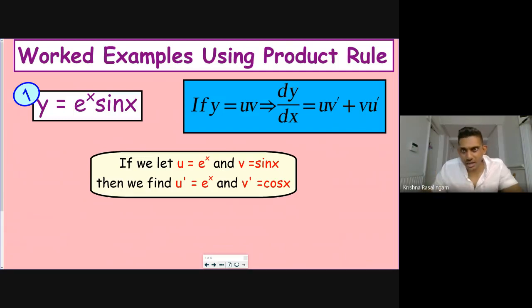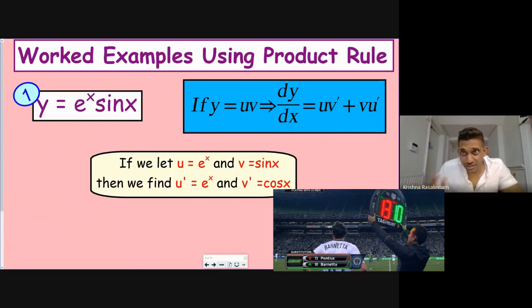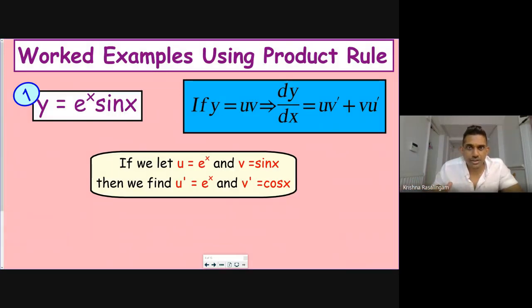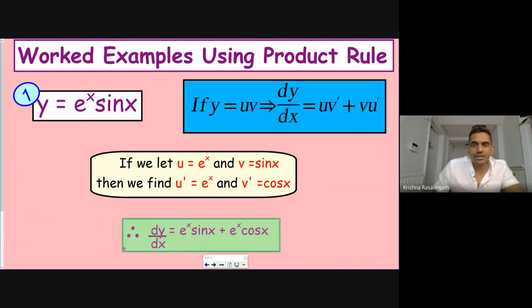So now we just sub those bits in red into the formula that's in blue. So uv dashed would be e to the x times cos x, and vu dashed would be e to the x times sine x, and we get the result that's in the green. I could further factorize this and obviously take e to the x out, but I'm just going to leave it there because this tests your knowledge. So hopefully you can see where the answers come from.